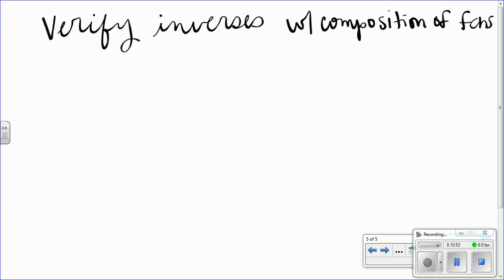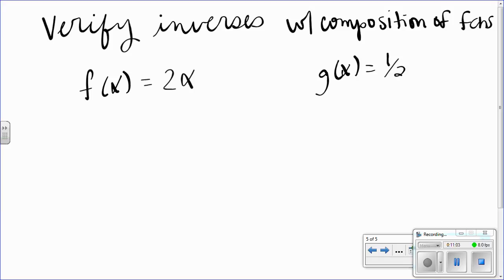Inverses through composition of functions. So I think that f of x and g of x are inverses. I'm just not sure.